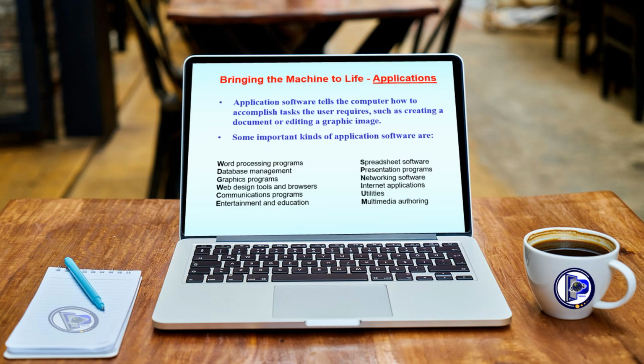Application software tells the computer how to accomplish tasks the user requires, such as creating a document or editing a graphic image. Some important kinds of application software are word processing programs, spreadsheet software, database management, presentation programs, graphics programs, networking software, web design tools and browsers, internet applications, communications programs, utilities, entertainment and education, multimedia authoring.